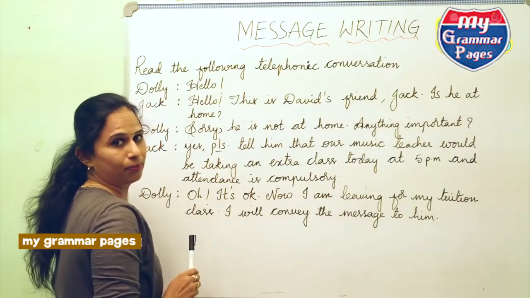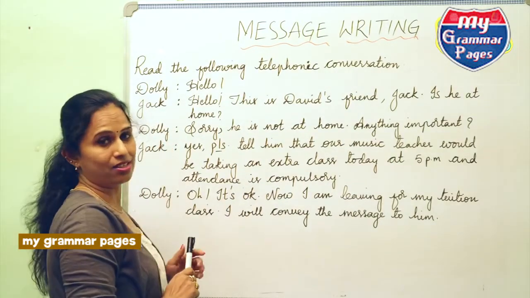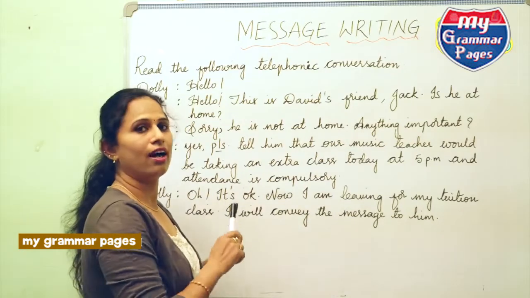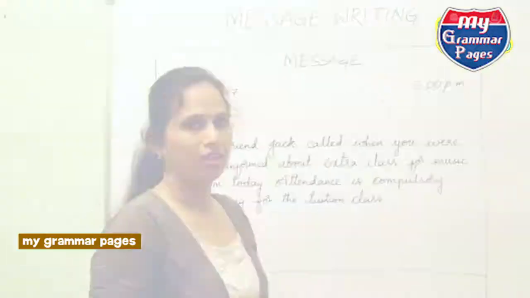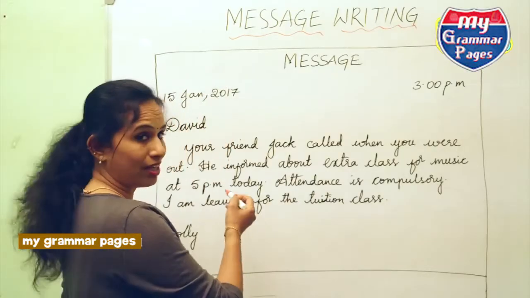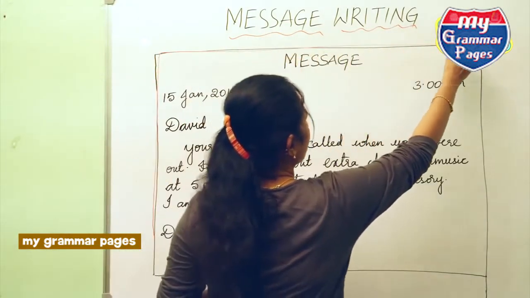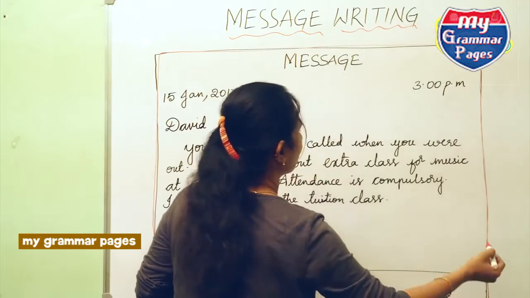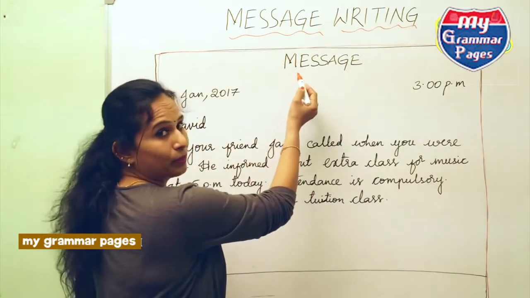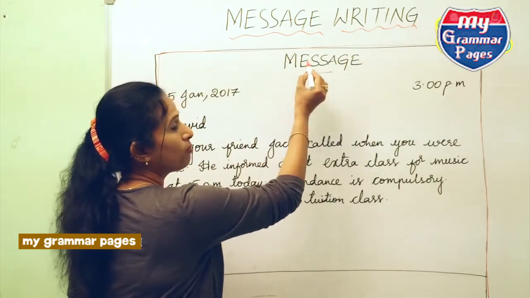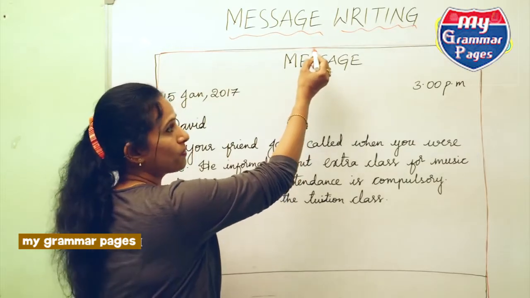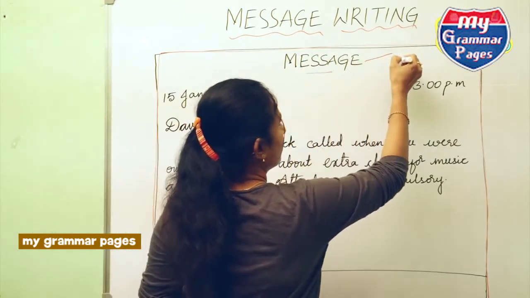This is an example. Now, if the question is asked in this way, let me tell you how to draft the message. Here is the format. First of all, as I told you, open a three-sided box. Then write the word message in block letters at the top center of the box.